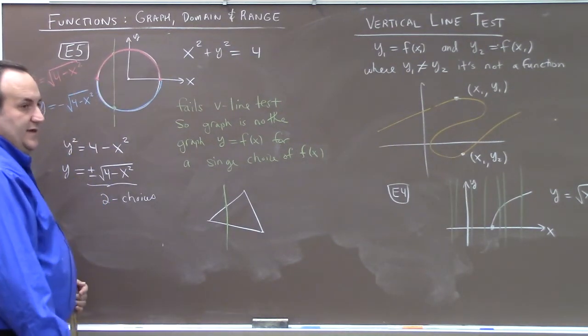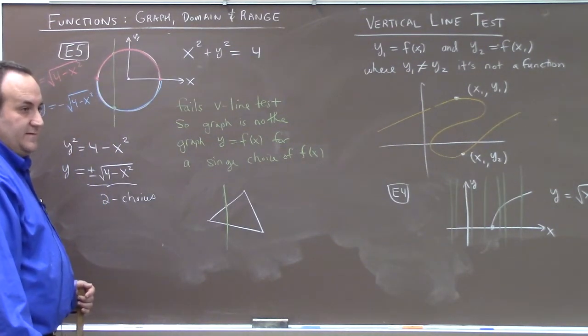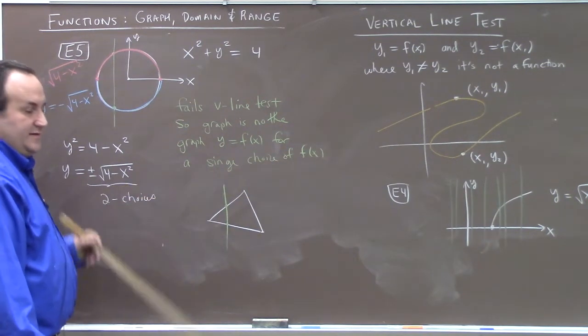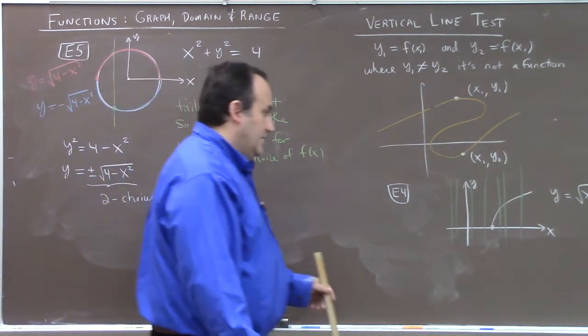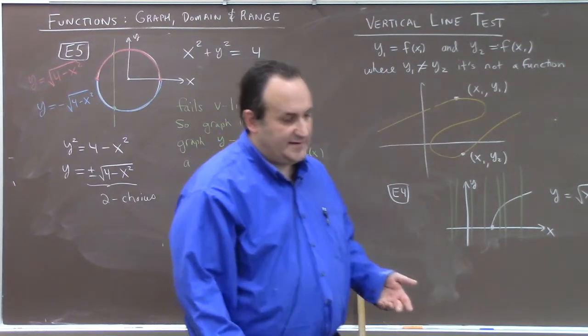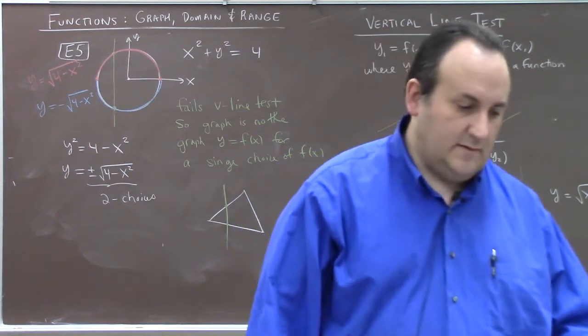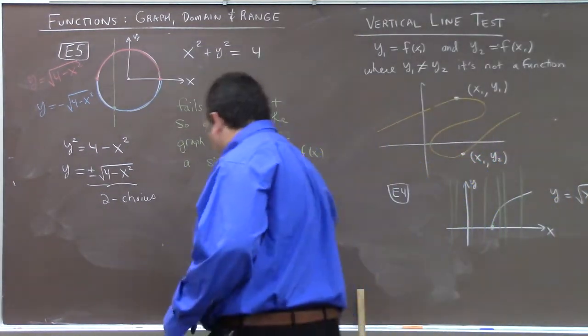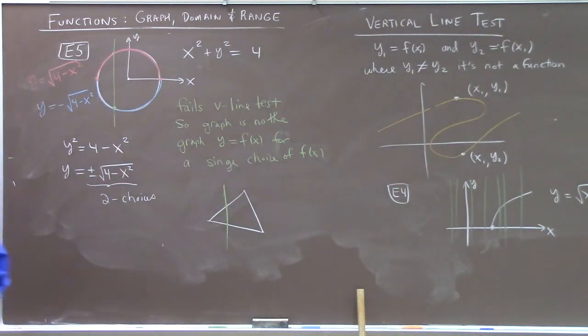Now, there's also something called the horizontal line test, right? You can draw a horizontal line through the graph of a function. That says something else about the function, but if a function doesn't pass the horizontal line test, that does not mean it's not a function. That's a discussion for another day, I suppose. I don't think that's in this section. Let me double check on that.